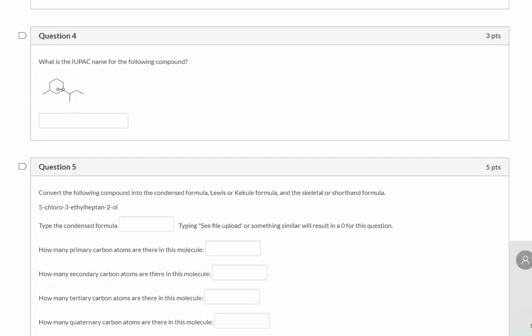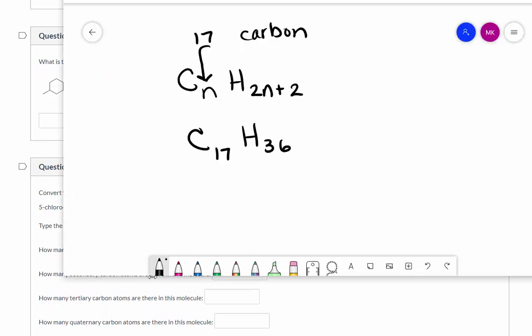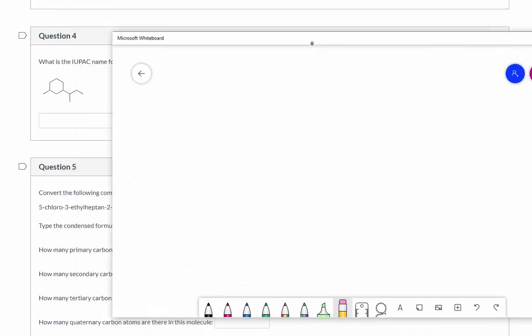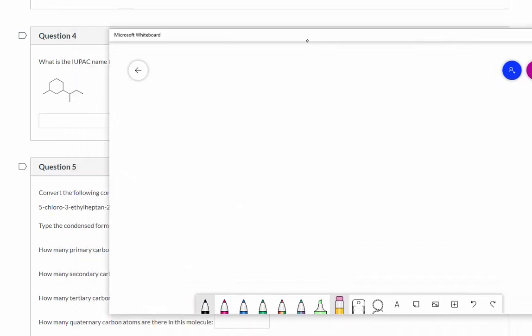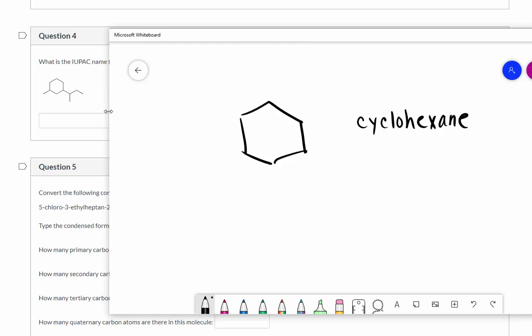Now, what is the IUPAC name of this compound? Here we start with our parent chain, which is the cyclic compound in this structure. And we have 6 carbons. So it is a cyclohexane. Then we have to name our substituents.